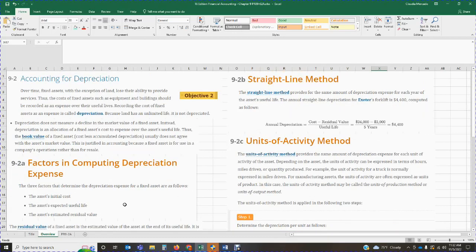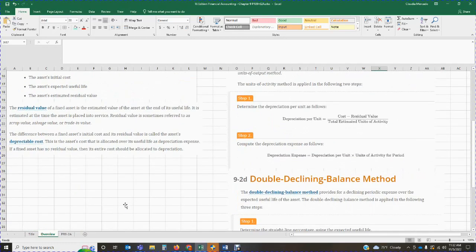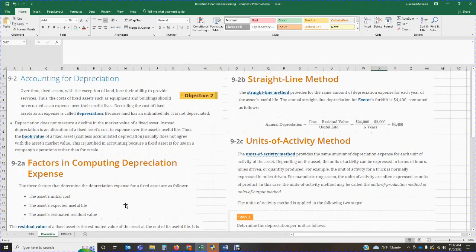Okay, now in this particular problem, I like it because we are going to be accounting for depreciation using the three methods. We're going to do the straight line method, the units of activity method, and the double declining balance method. Now, a lot of businesses use the straight line method because it's the simplest form of depreciation. It's very simple to calculate, and it's basically the same fixed amount month over month for that specific asset.